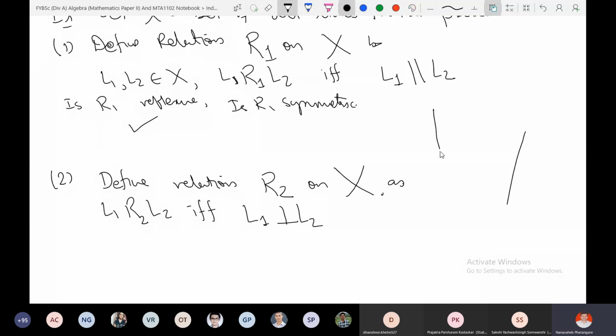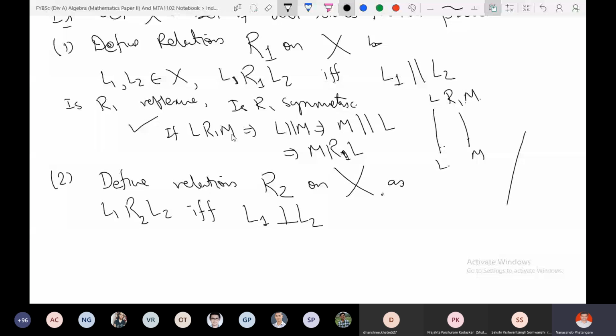Now, suppose I have some line L and I have some another line M. Suppose line L is related with line M. What does it mean? If L is related to M, that means L is parallel to M. But if line L is parallel to M, then M is also parallel to L. What does it mean? M is also related with L. Correct? Very good.